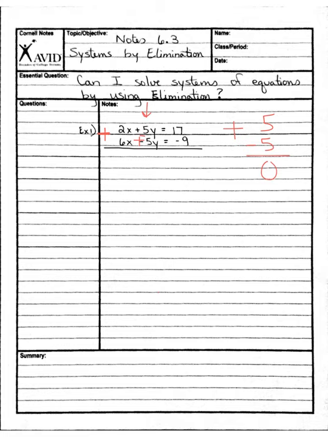2 plus 6 is 8x. 5 plus negative 5 is 0. We eliminated it. It's gone. And 17 plus a negative 9 is a positive 8. And so now we just solve for x. And 8 times x, the opposite would be divide. Whatever we do to one side, we do to the other. And x equals 1. So remember, we are looking for an x value and a y value.